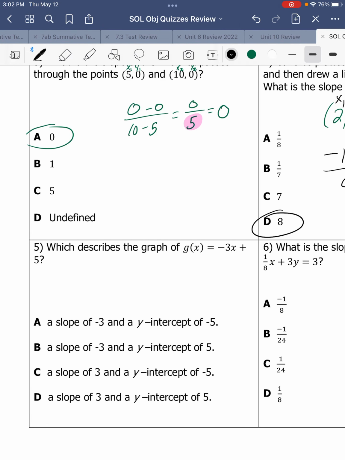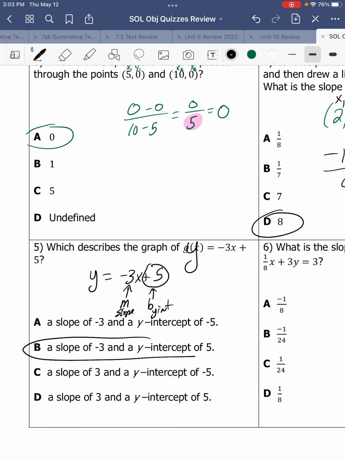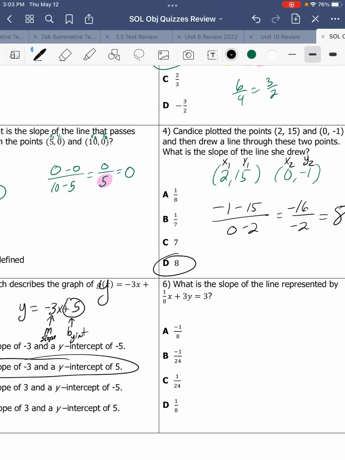Which describes the graph of g of x. So let's not be caught off guard that g of x is the same thing as y. So what describes this? Well, what's that negative 3? That's the m, which is slope. And the plus 5, if it's a subtract 5, that means negative 5. That's your b, which is the y-intercept. So 5 is a y-intercept, slope is negative 3.